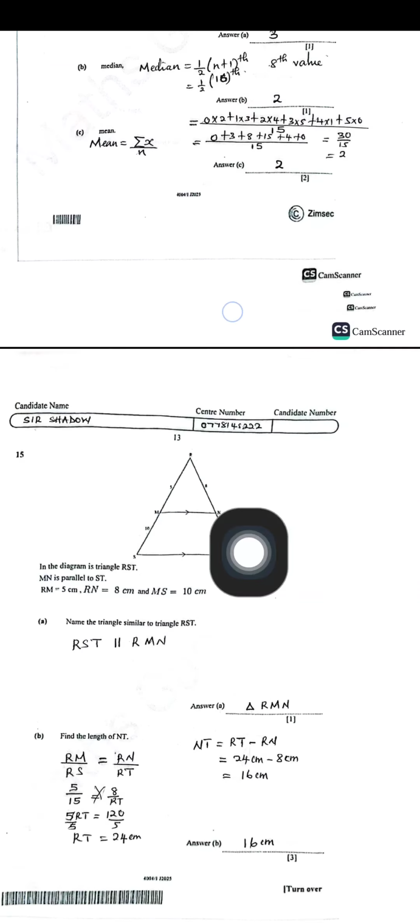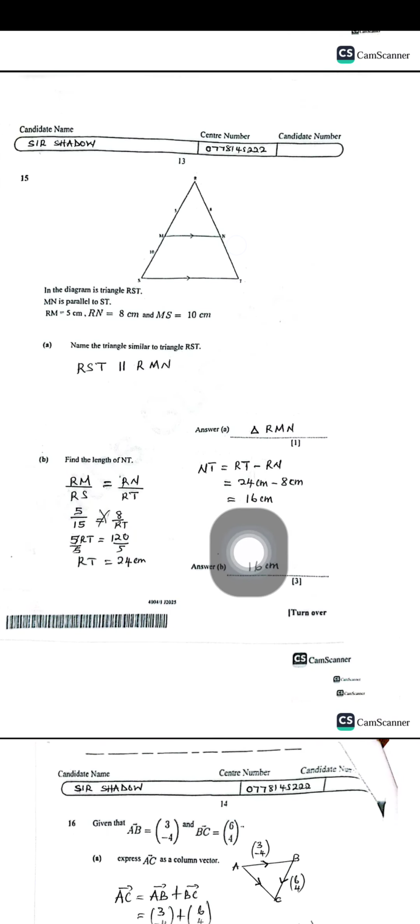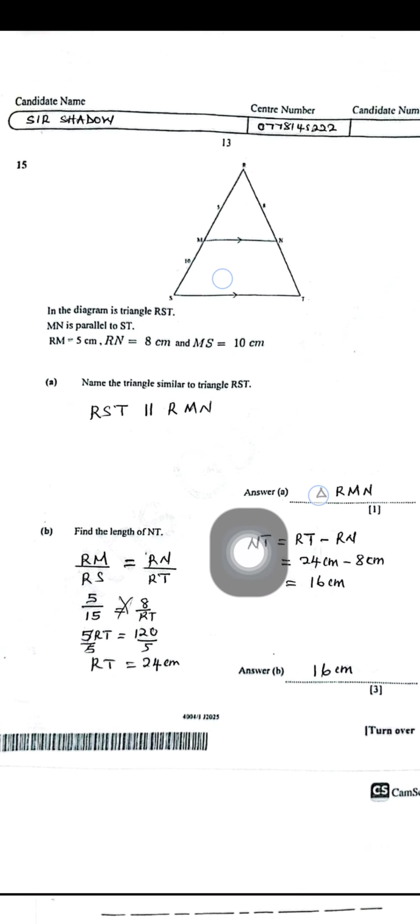All right. Let's move on to another question, which is question number 15. Let me zoom the diagram so that it becomes clear.